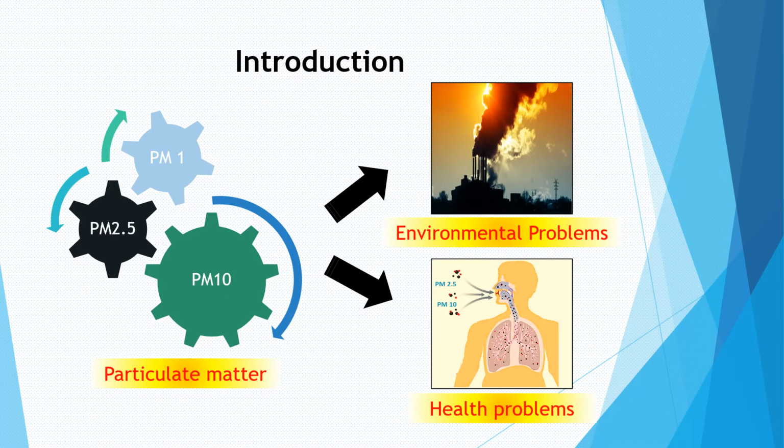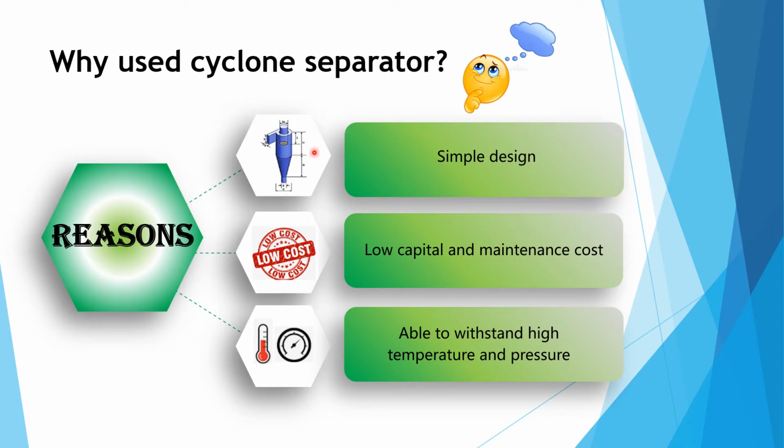In this study, it's important to know what is particulate matter. Basically, particulate matter can be divided into PM1 ultrafine particles, PM2.5 fine particles, and PM10 coarse particles. It's undeniable that particulate matter can cause serious environmental problems and health problems. Cyclone separator is chosen as an air pollution control device in industry due to its simple design, low capital and maintenance costs, and ability to withstand high temperature and pressure.